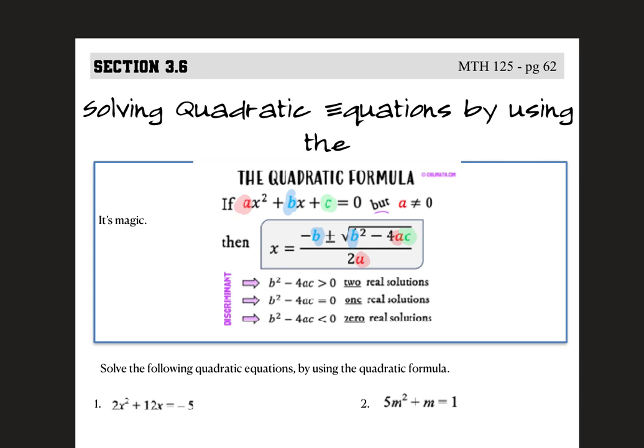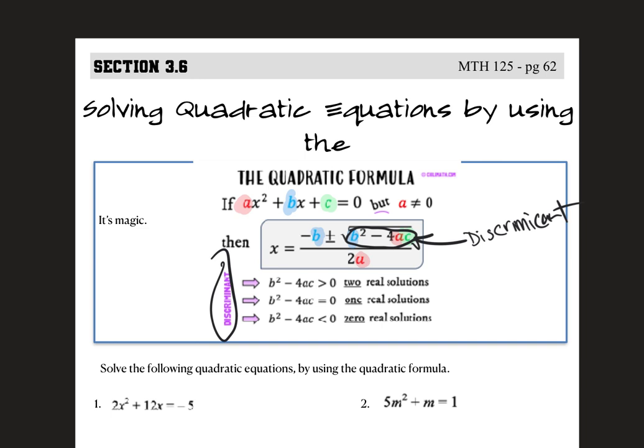Even better, they have a name for this little situation we have going on under the radical symbol. We call this the discriminant. And the discriminant can actually tell us some clues about what's going to happen. Discriminant, I'm pretty sure I didn't spell that right. It's right here if you want to know how to spell it properly.